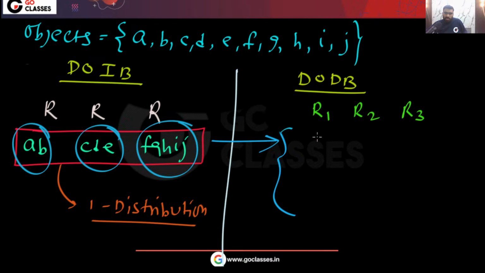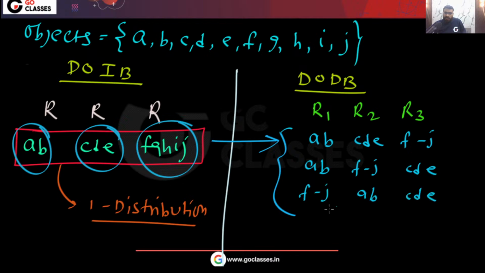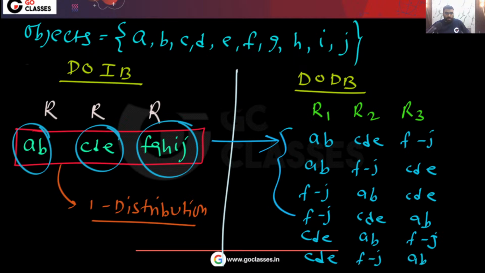You can put AB here, CDE here, and F to J here. Another distribution will be AB here, F to J here, CDE here. Another can be F to J here, AB here, CDE here. Another can be F to J here, CDE here, AB here. Another can be CDE here, AB here, F to J here. Another can be CDE here, F to J here, AB here. So you are going to get a total of 3 factorial distributions.